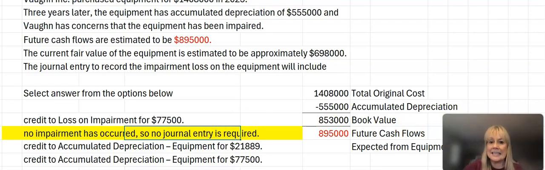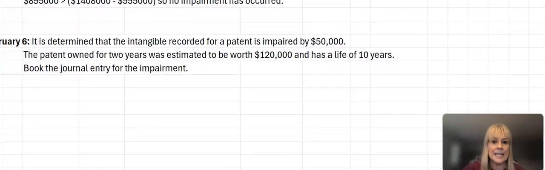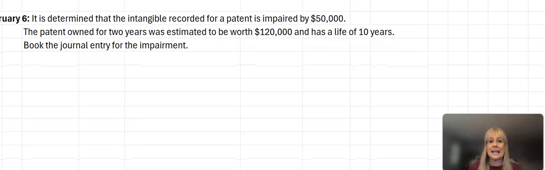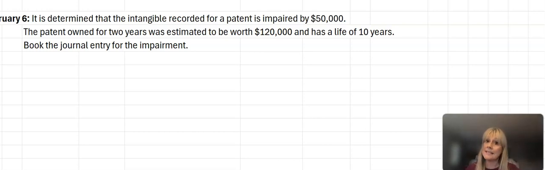Okay, so looking at a different one, let's go on down and take a look at our Milestone Project 2. You're going to be working on that this week, and we're going to have an impairment journal entry that we need to do. So I believe it's our second entry. It's February the 6th. And so our problem says it's been determined that the intangible recorded for a patent has been impaired by $50,000. You don't have to calculate it. You don't have to figure out if it's been impaired. None of that stuff. They just tell you it's impaired by $50,000.